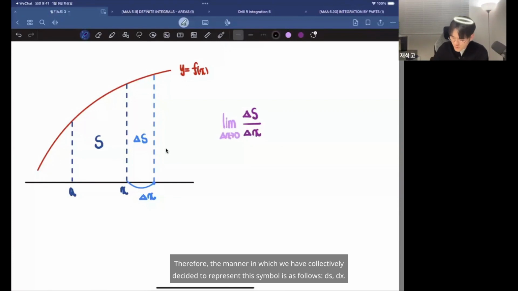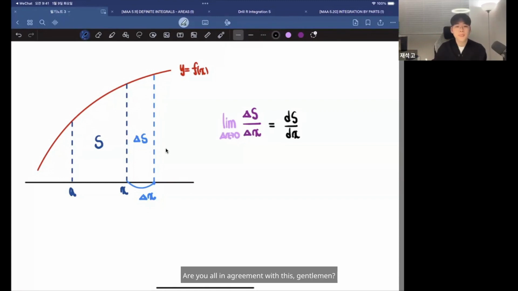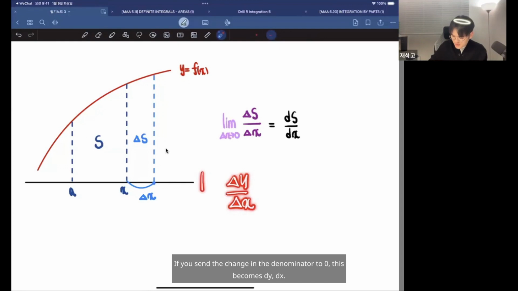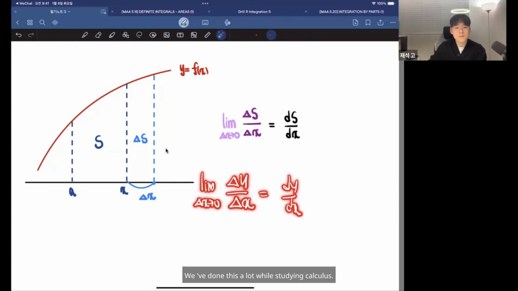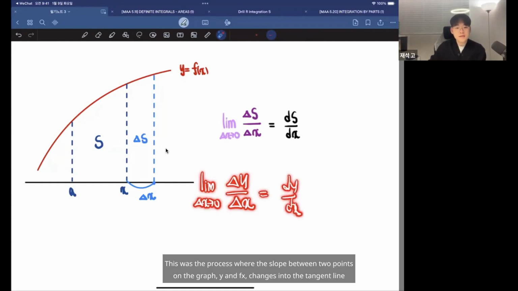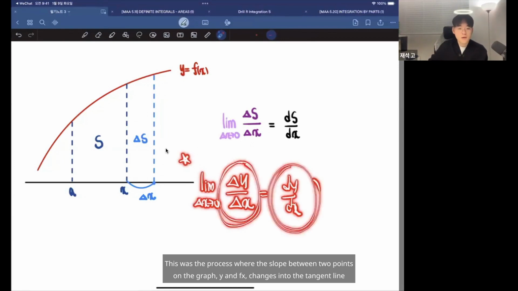Therefore, the manner in which we have collectively decided to represent this symbol is as follows: dS/dx. Are you all in agreement with this, gentlemen? I divided the change by the change. If you send the change in the denominator to 0, this becomes dy/dx. We've done this a lot while studying calculus, right? This was the process where the slope between 2 points on the graph, y equals f(x), changes into the tangent line slope, you guys.